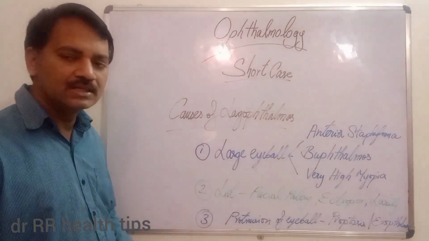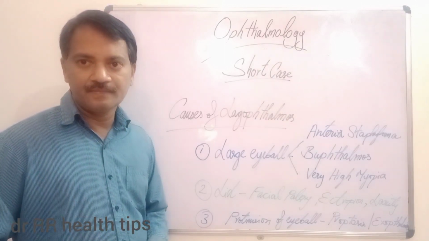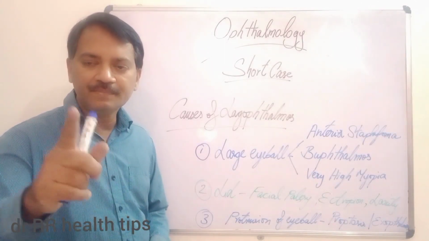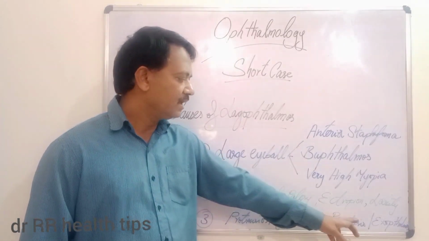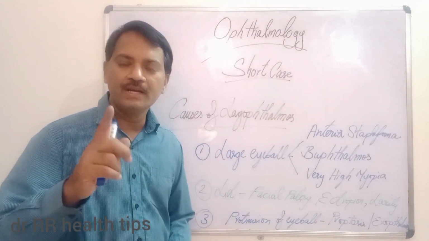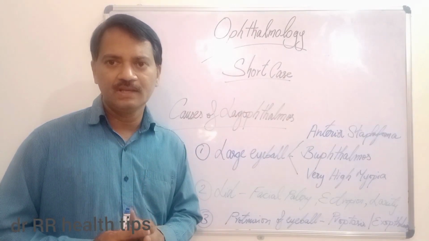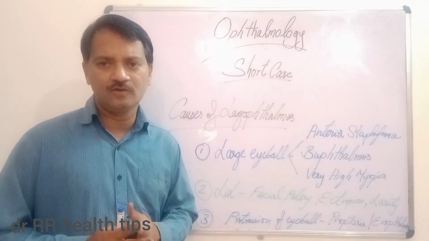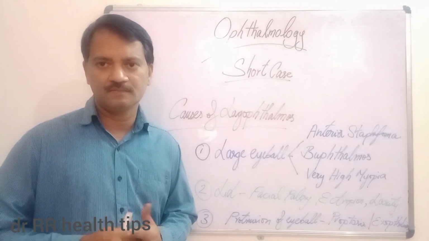The third one is the eyeball coming out. That may be due to proptosis or exophthalmos when it is caused by thyroid diseases. There may be so many other causes for lagophthalmos. I am not going into that.